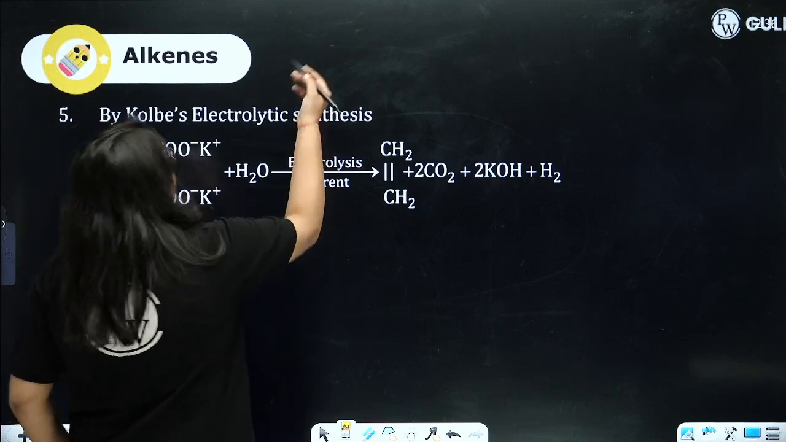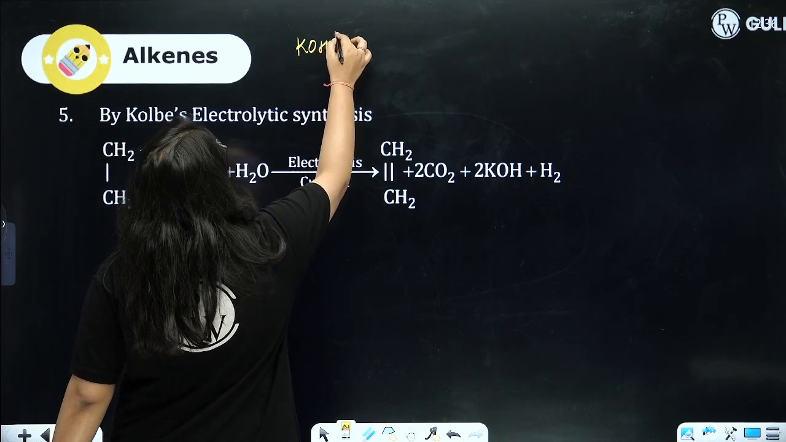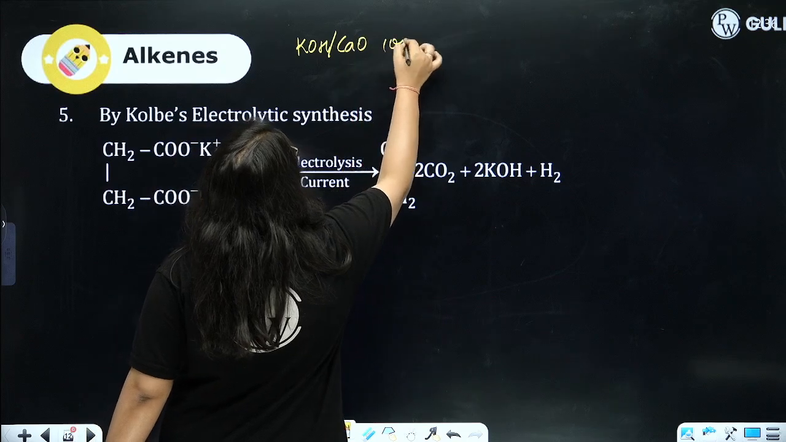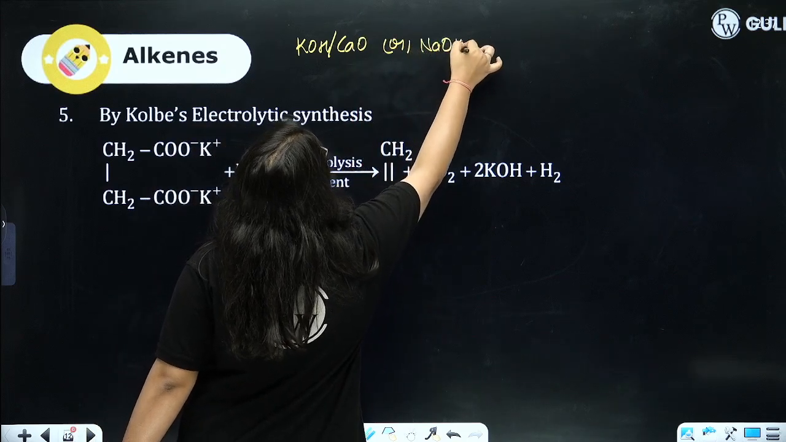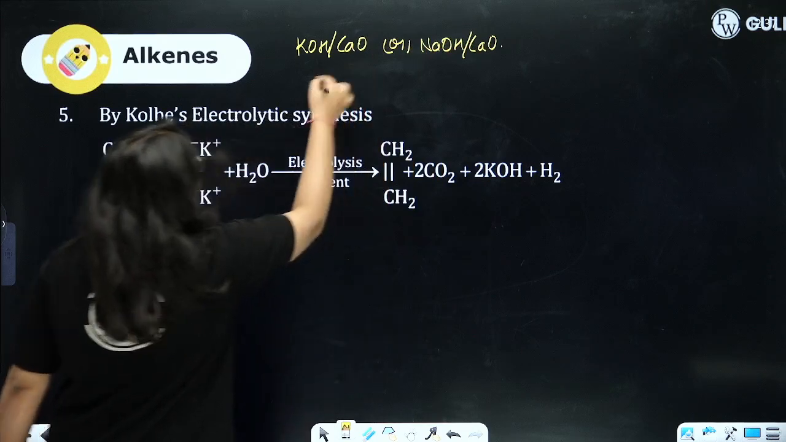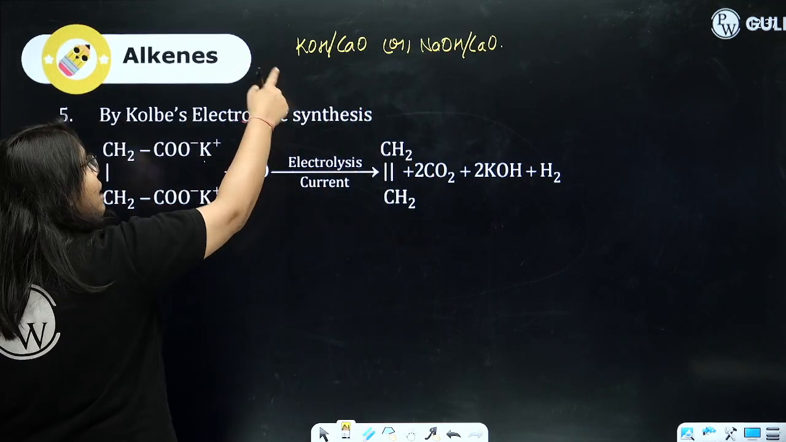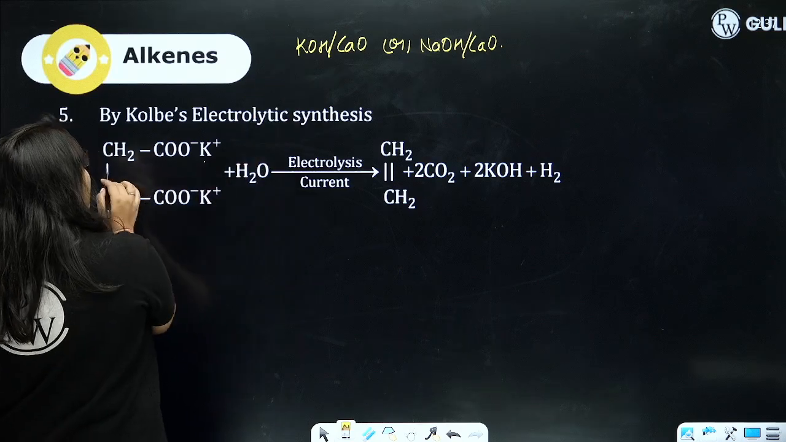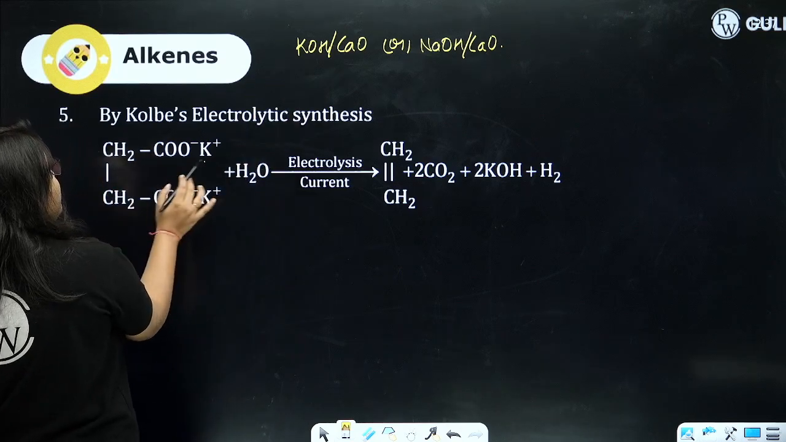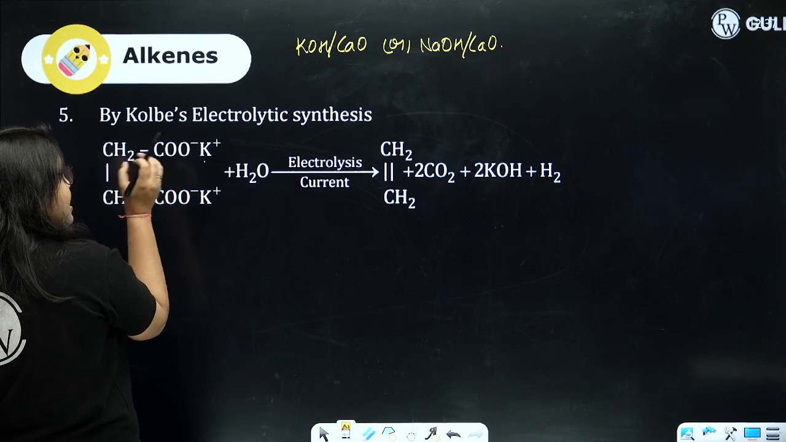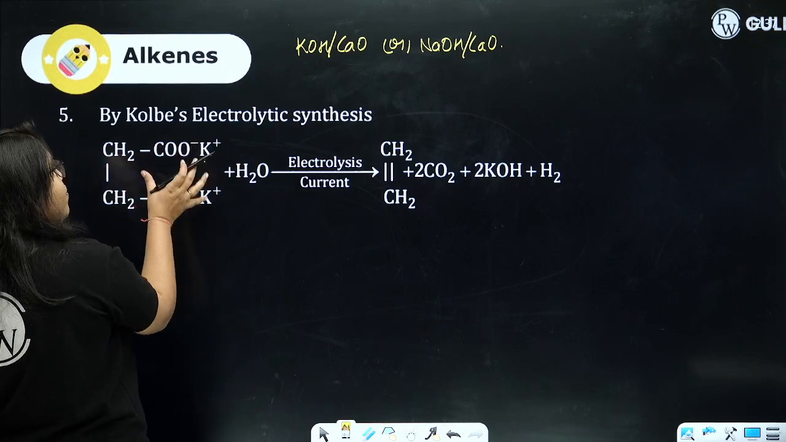Okay, now, you can take KOH in the presence of CaO, or you can also take any OH in the presence of CaO. Here KOH is taken because K plus is added. Now to carboxylic acid, when you add this, you will get sodium carboxylate. That is the sodium or potassium salts of carboxylic acid.